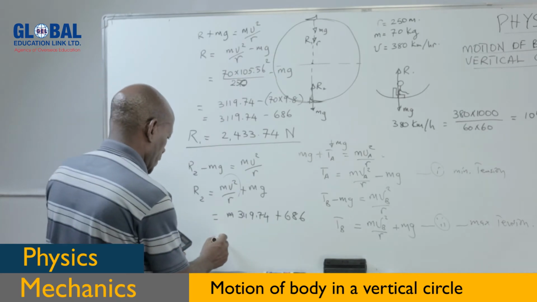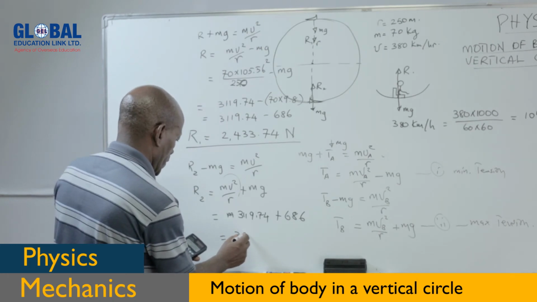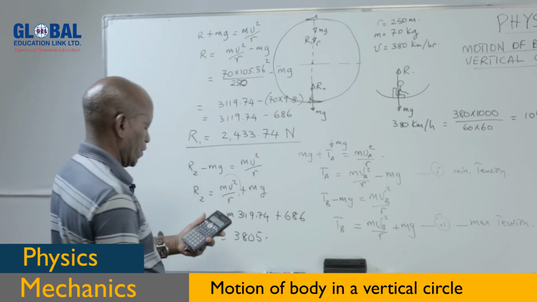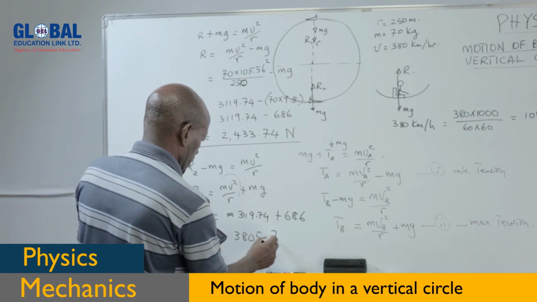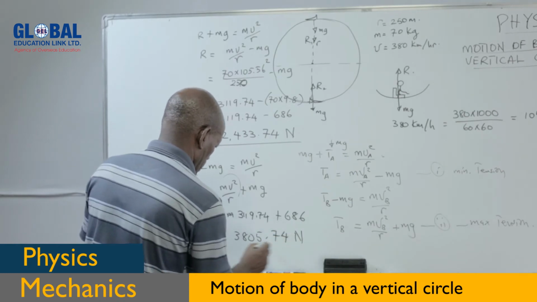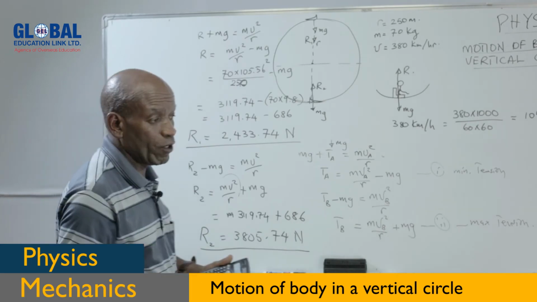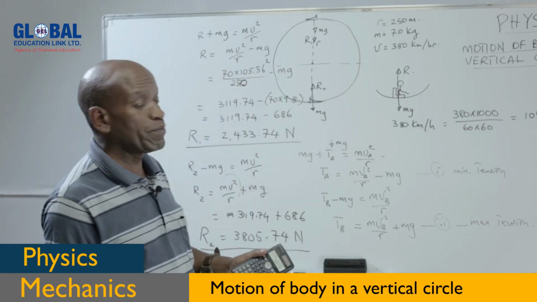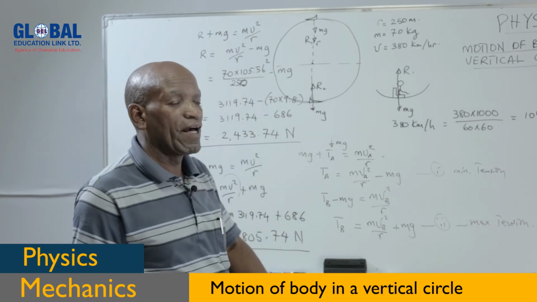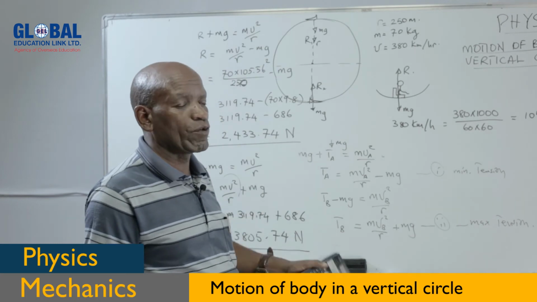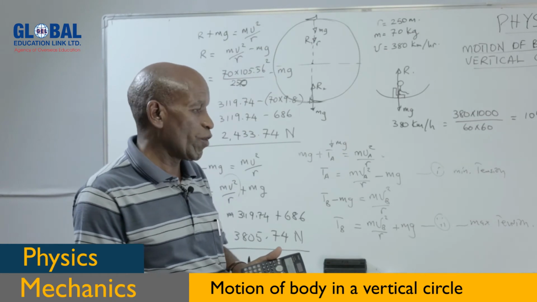And if you add there, we're just going to get 3,805.74. So this is the reaction a pilot will feel whenever his plane is flying at the lowest point of that circular loop, with the conditions given in that particular question.